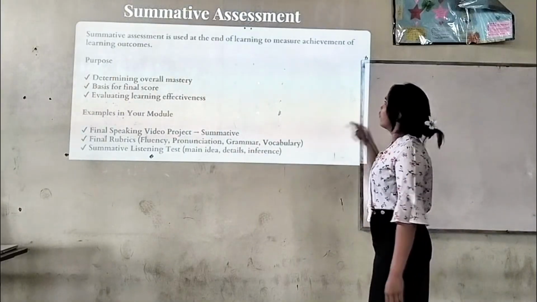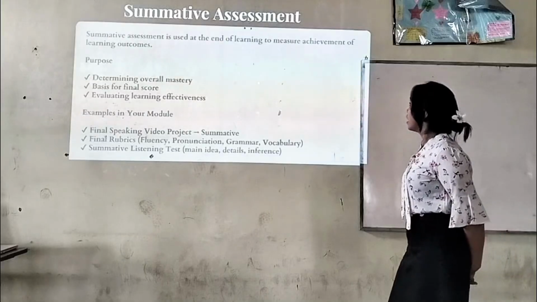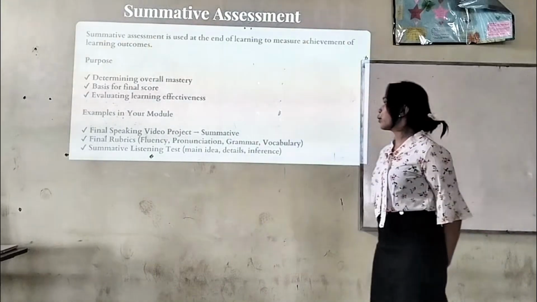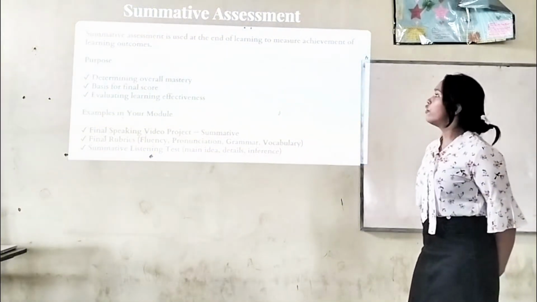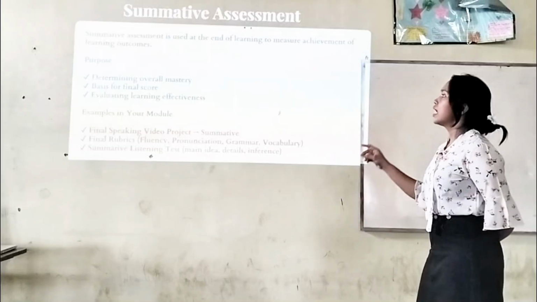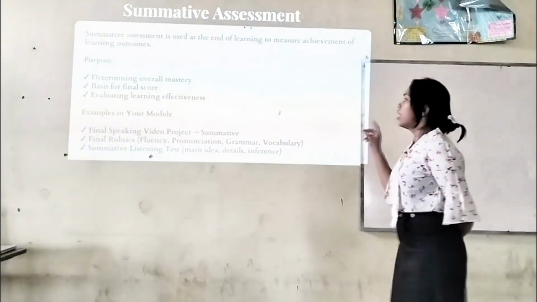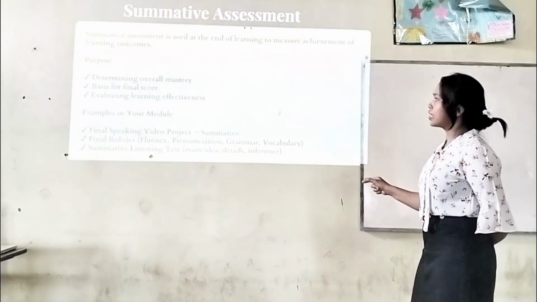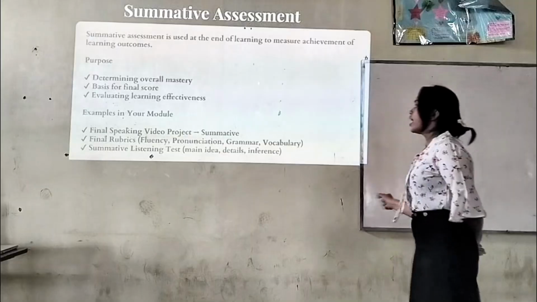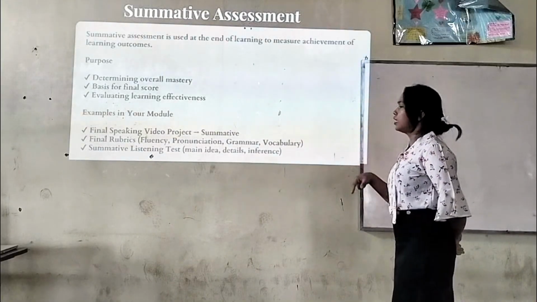And then summative assessment. Summative assessment is used at the end of learning to measure achievement of learning outcomes. The purpose is determining overall mastery, basic core final score, and then evaluating learning effectiveness. For example, final speaking with final rubrics like fluency, pronunciation, grammar, and vocabulary, and then summative listening tests like media details and inference.